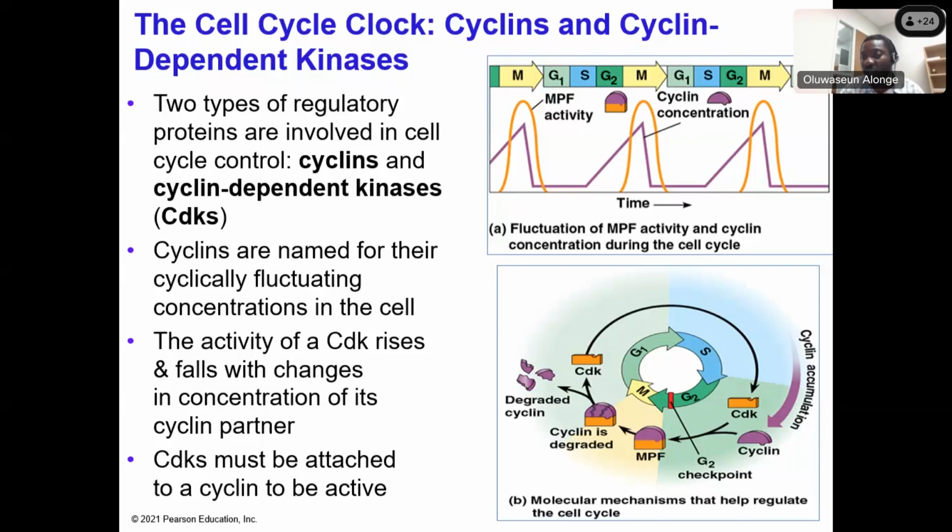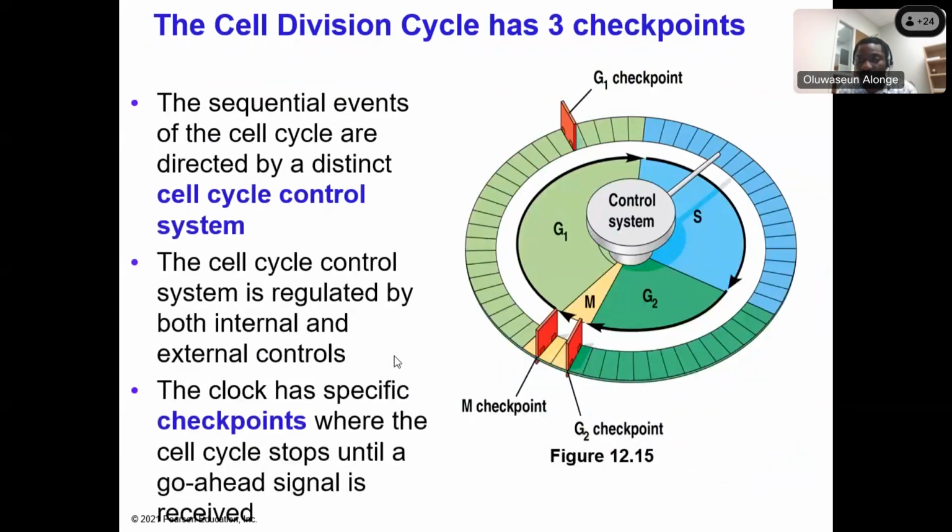For any CDKs to be active, they have to be attached to a cyclin. If they are not attached to cyclin, then they are not active. So if you look at this, this CDK is inactive because there's no cyclin there. When cyclin binds to it, it becomes active. That's the way the cycle works.